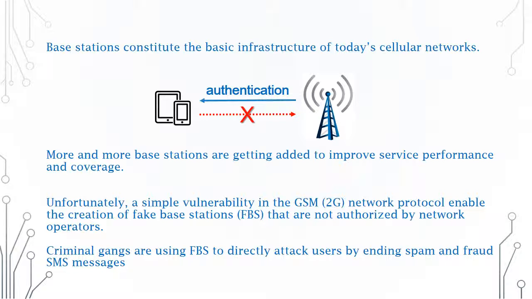And unfortunately, a simple vulnerability in the GSM protocol has paved the way for the popularity of these fake base stations. What this vulnerability means is that a base station can authenticate and authorize the use of phones, but there does not exist a method for users to authenticate the base station. So a user cannot distinguish if the phone is connected to a real base station or a fake base station. This vulnerability has paved the way for a new crop of adversarial attacks on mobile users.